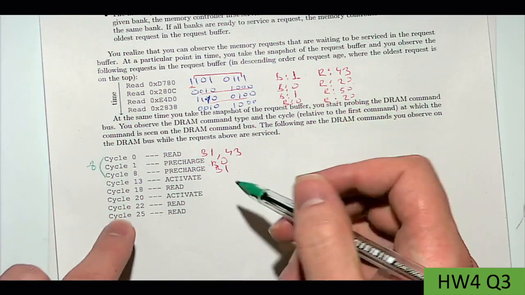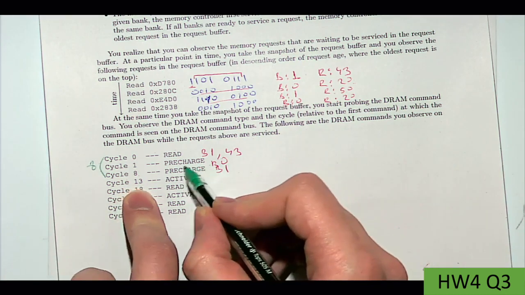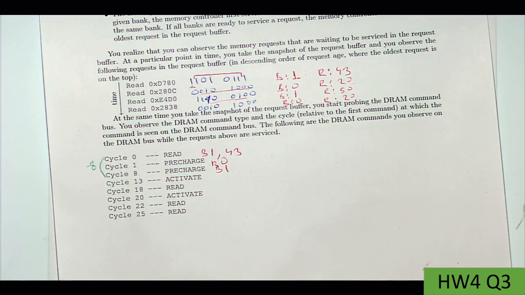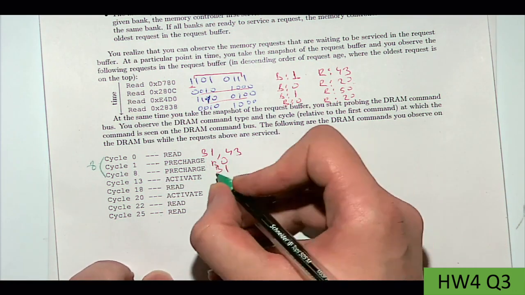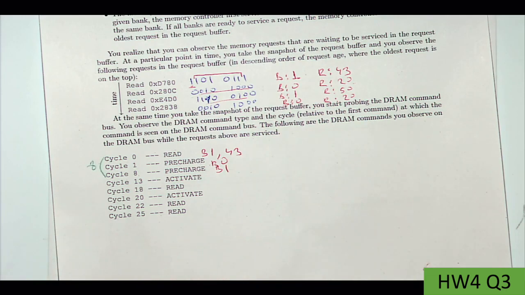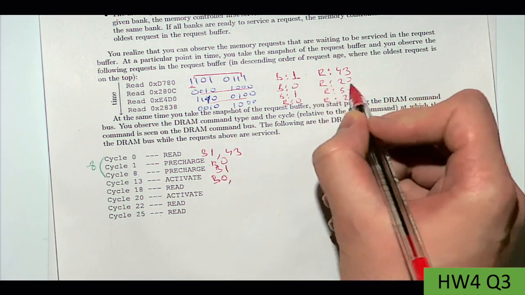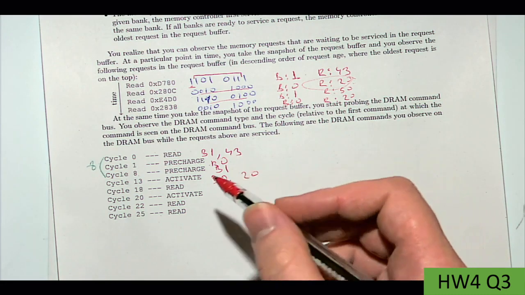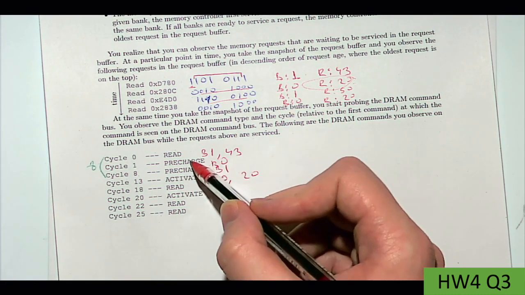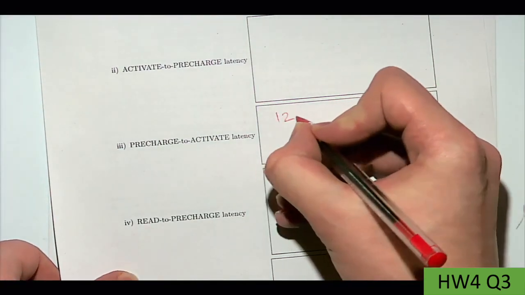Okay, so we figured that out, and then we have an activate here. Since we first issued a precharge to bank 0, this activate is also bank 0, right? Since we started this precharge later, it cannot complete before this precharge. So this activate is bank 0, and we are activating row 20. This also tells us the distance between precharge and activate, which is 12 cycles here. So the precharge to activate latency is 12 nanoseconds.